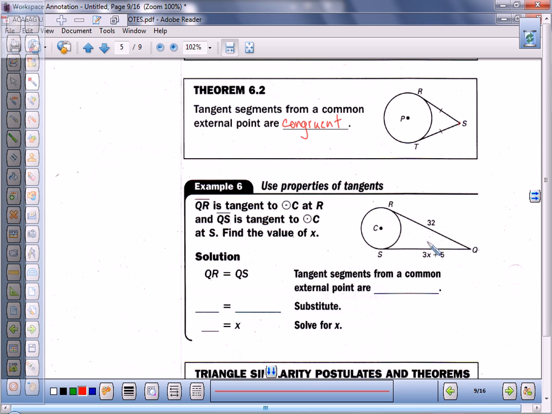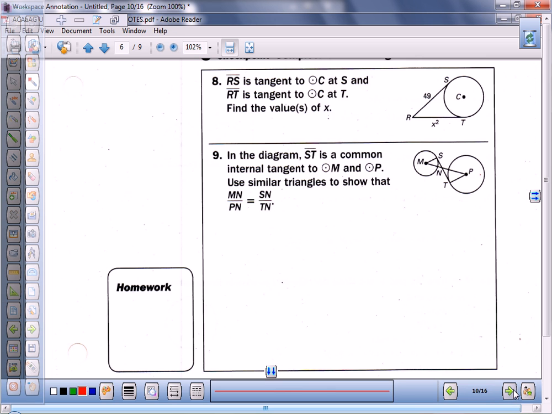So here it says we have circle C, and QR is a tangent and QS is a tangent. So since they're tangent from one external point, we know that these two tangents must be congruent. So 32 must equal 3x plus 5. Subtract 5, divide by 3, we get x equals 9. We can use that same thing here. So here we would just say x squared equals 49, so x is 7.